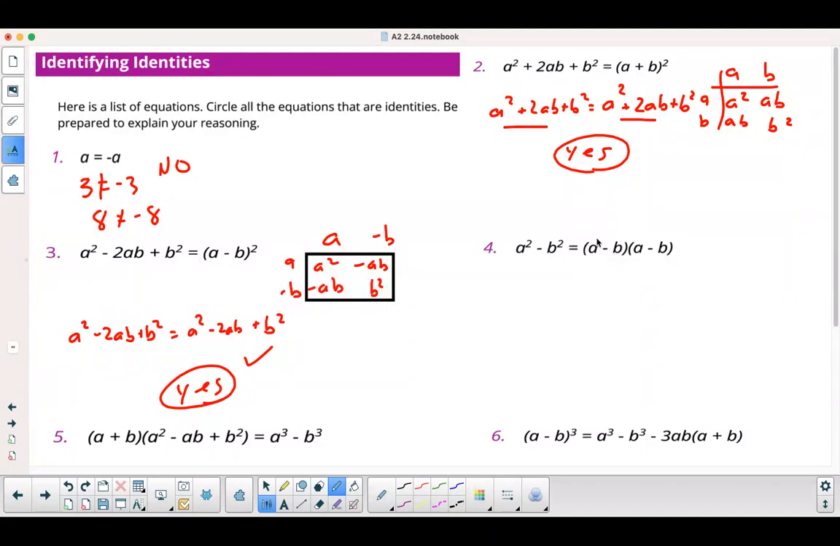So over here, I'll tell you what, instead of doing the box, if you want to use the box, fine. I'm going to just kind of do it in my head. A times A is A squared. A times negative B. Actually, this is the same thing as this, isn't it? This is A minus B squared is the same as A minus B times A minus B. So I already kind of did a box over there, so I'm just going to rewrite my answer. So they're not equal. So this one will be a no. There's nothing else I can do either to get them to match up.